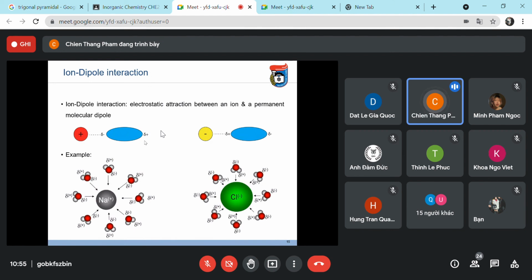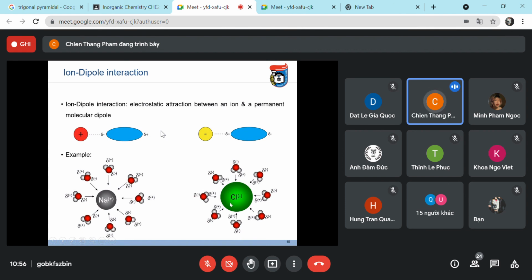First one is the ion and dipole interactions. It's very clear here, okay? So the ions have a charge and the dipole has a negative and a positive end. The interaction between ion and dipole is an electrostatic attraction between ions and a permanent molecular dipole. Positive and negative, negative and positive are attractions. Okay, the attraction. For example, here you have sodium chloride in solution.